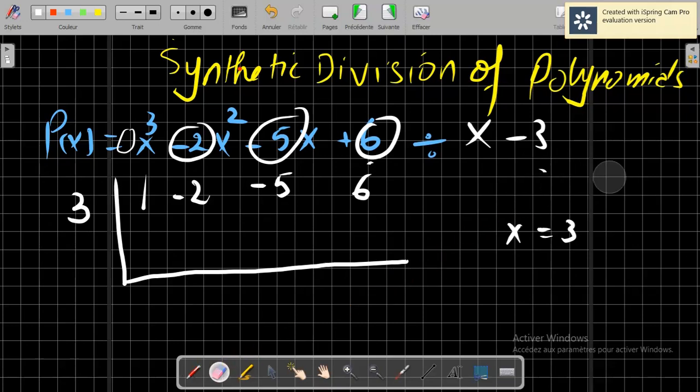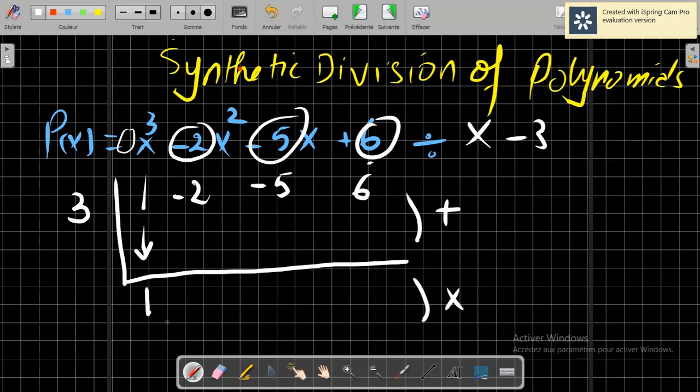So let's start our division. To do the division, you need to follow a few steps and repeat them all the time. The first step is to drop the first coefficient, which is 1. Drop it down here, 1. Now, proceeding outside the lines here needs a multiplication, and proceeding inside the lines needs addition.